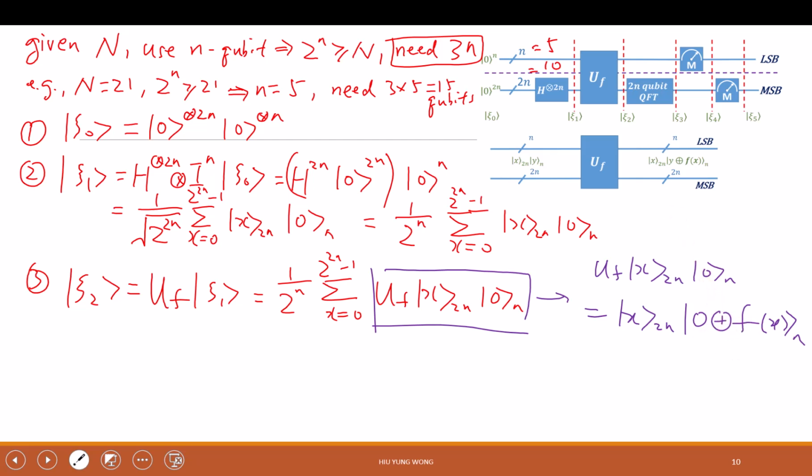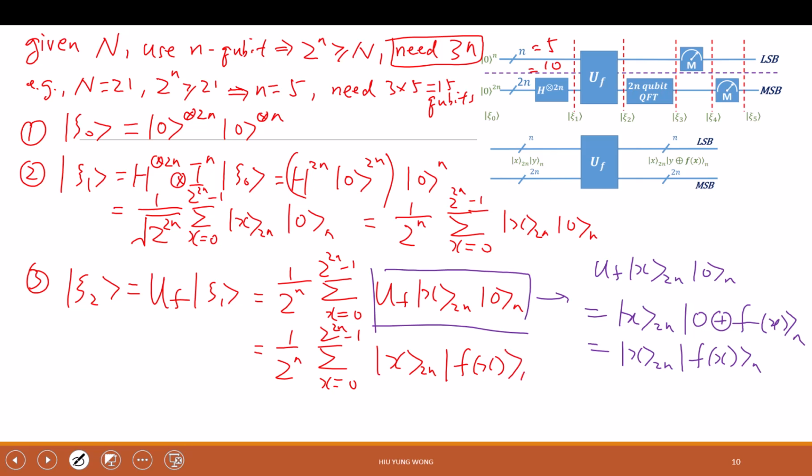What is this? 0 exclusive or something? Just that thing, yeah, something, right? If 1 exclusive or something is negation, right? Not gate, right? We mentioned this a few times. So this is so simple as this. Okay? So based on this, then I would say this equal to 1 over 2 to the power n summation x equals 0, to the power 2n minus 1 x 2n f of xn.